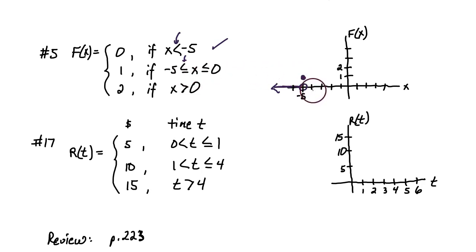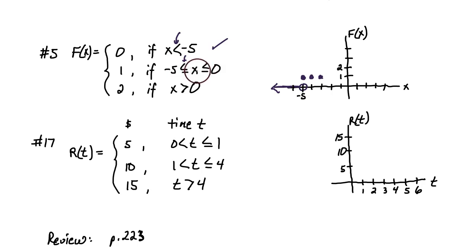When x is -4, the dot is at a height of 1. When x is -3, the dot is at a height of 1. We're going to get a horizontal segment. Now, how far to the right does it stretch? Where's the end point? And that's where you look at this piece.